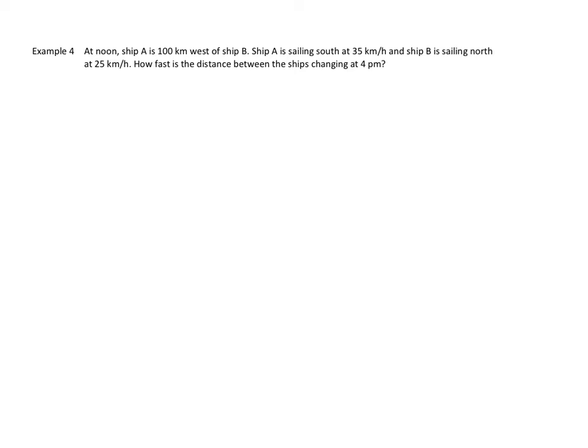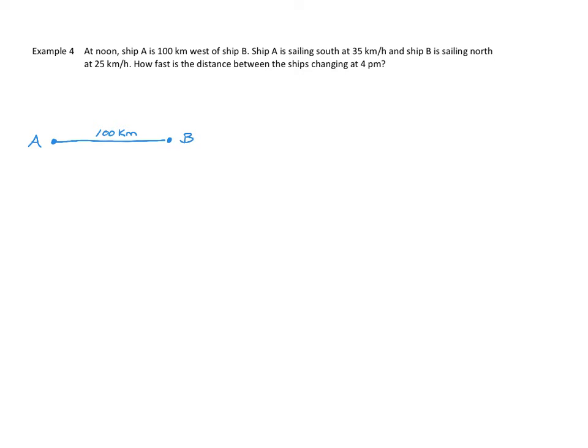Let's draw a diagram to help us figure this out. So we have two ships, A and B, which I'll label with these two dots here. Ship A is 100 kilometers to the west of ship B. So I'll call this A, I'll call this B. And then we have this distance here, and this is 100 kilometers.